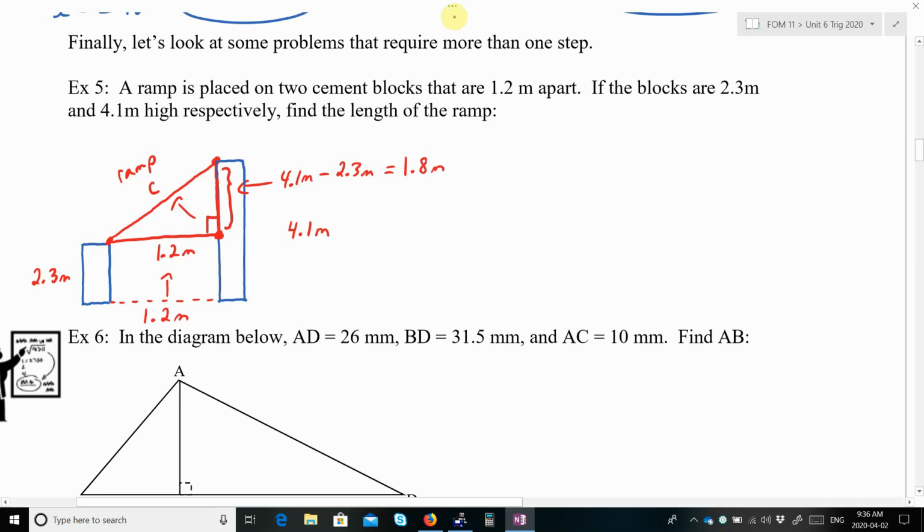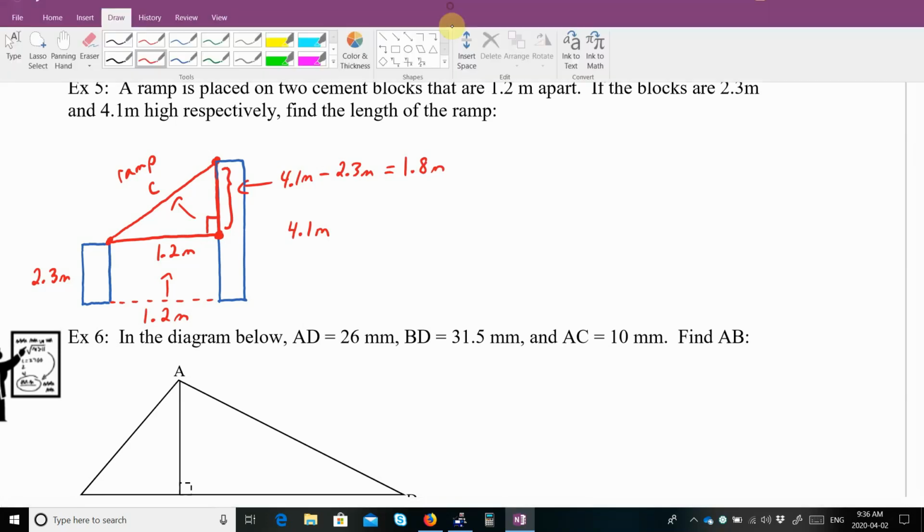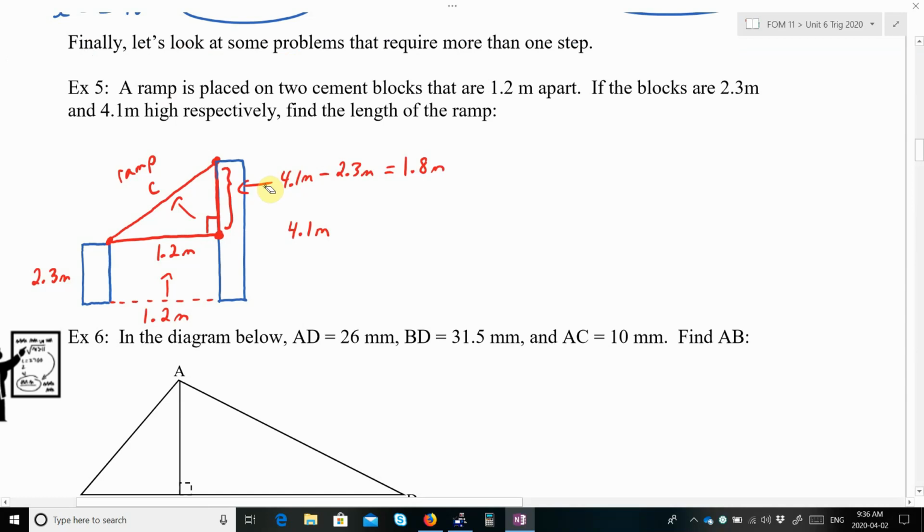Okay, which is 1.8 meters. So now that we've established that, maybe I will erase that calculation and I'll just put that side length is 1.8 meters, the difference in height between the two cement blocks. And now we can solve for the length of the ramp, C.